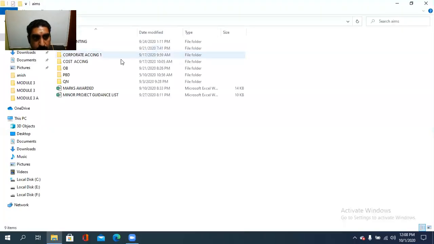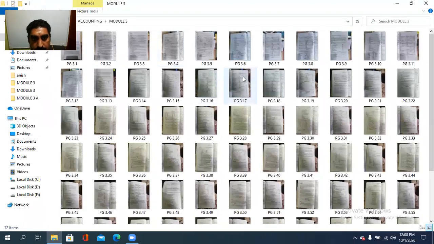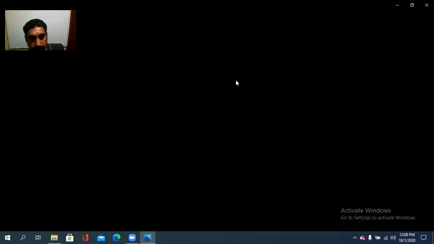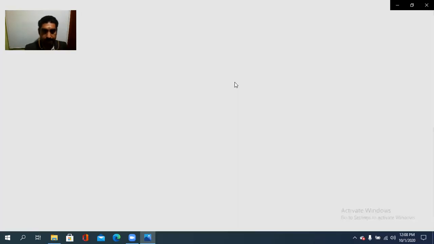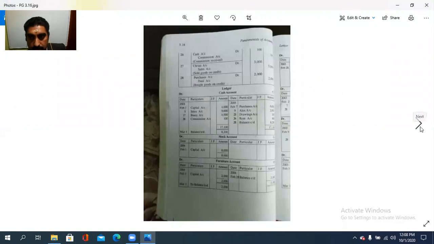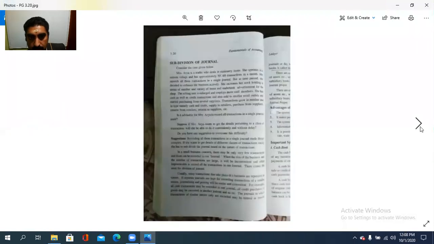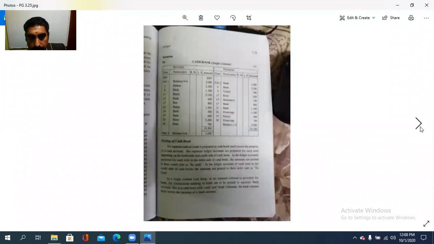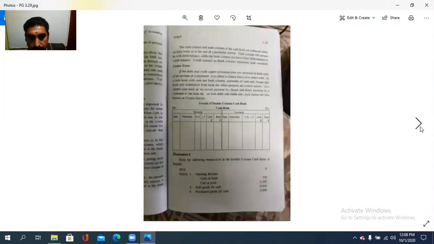I'm going to share with you the double column cash book. So till this, we have seen the format of a double column cash book. On both sides there is a cash and bank column, on the receipt side as well as the payment side. So we will do this problem.